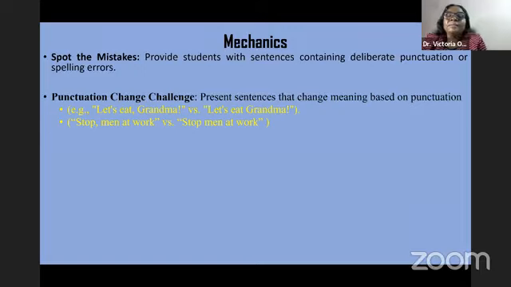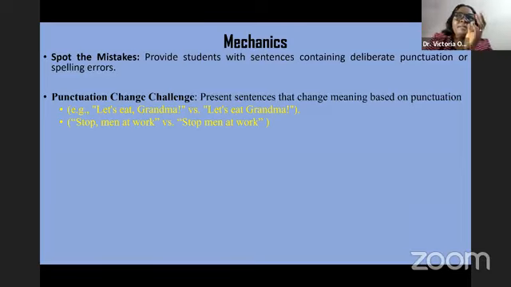Still on mechanics, we can use a very popular, tested one, the punctuation change challenge. It's one of the strategies that I use a lot whenever I'm teaching students punctuation. I will tell them, listen, at this level, you're not interested in just the science, because at the basic level, you learn the science. Listen, I want you to show me the science in action. So the various punctuation marks.